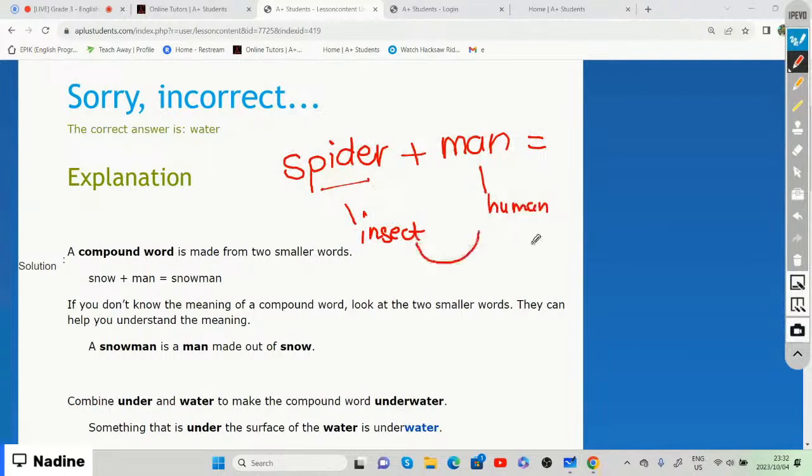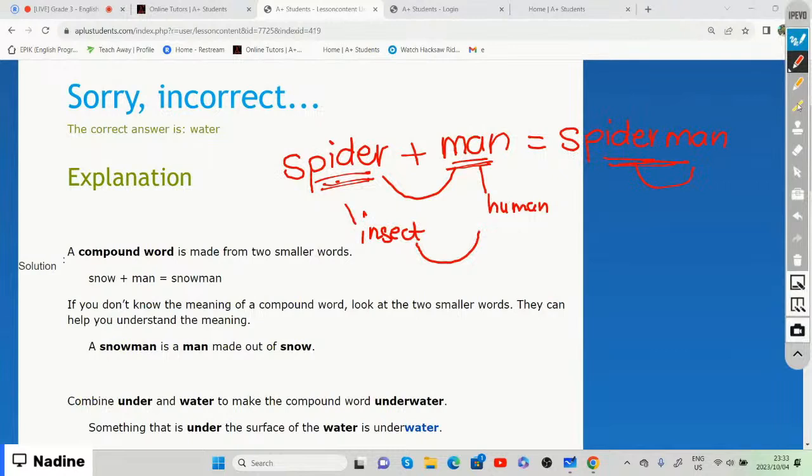But as soon as we put those two together, and then we have Spider Man, right? So then now you have Spider Man. And yeah, the meaning of spider was totally different to what the compound word Spider Man is now, right? So sometimes we don't even know the meaning of the words, but if we look at the two smaller words, we can put those two words together and we will be able to form our compound word, right? So sometimes you don't even really have to know the meaning of the words.